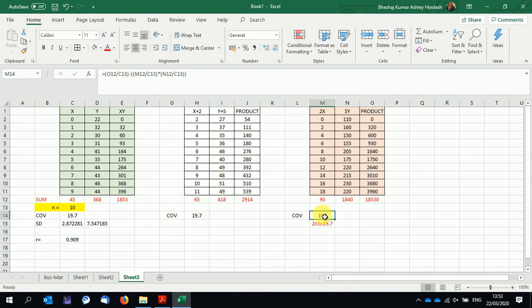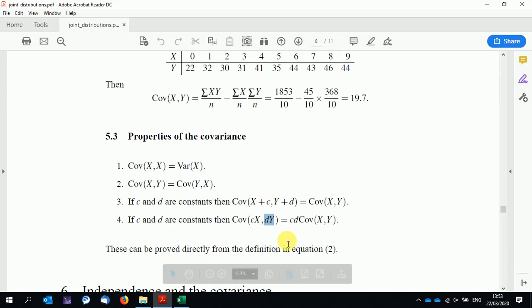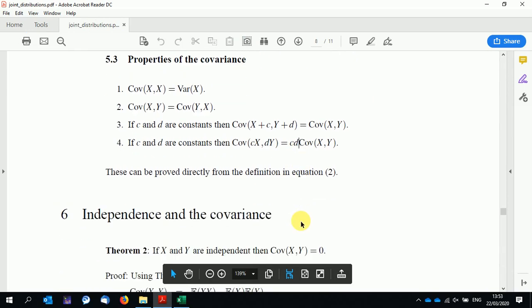197. How do I get this? Otherwise I can do 2 times 5 times covariance of x y, sorry, here, and now we'll get the answer 197. So you don't need to do the table. The property is clear here. The multiple that I have used for x and y can be used as a product with the covariance of x and y, and I should get the answer.